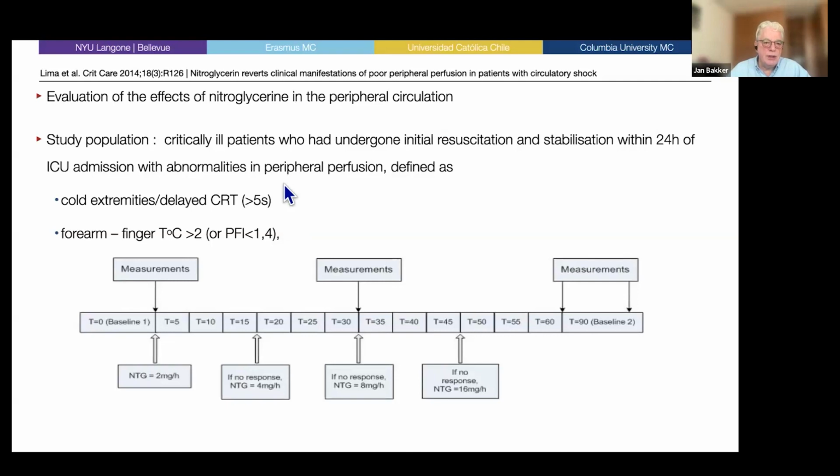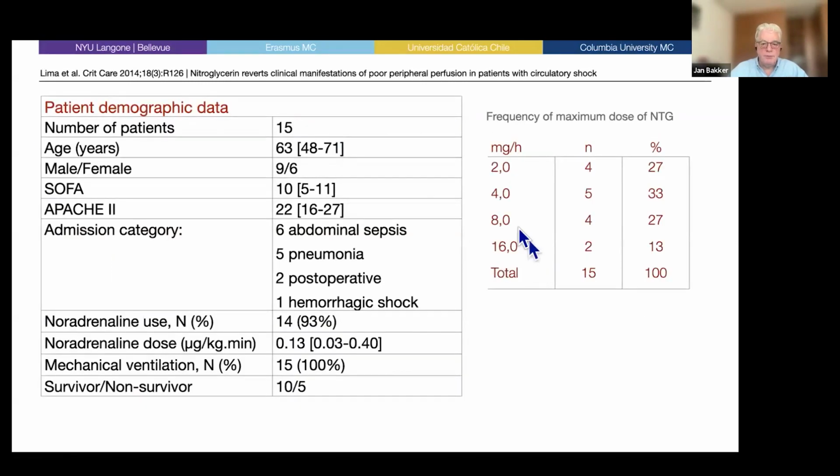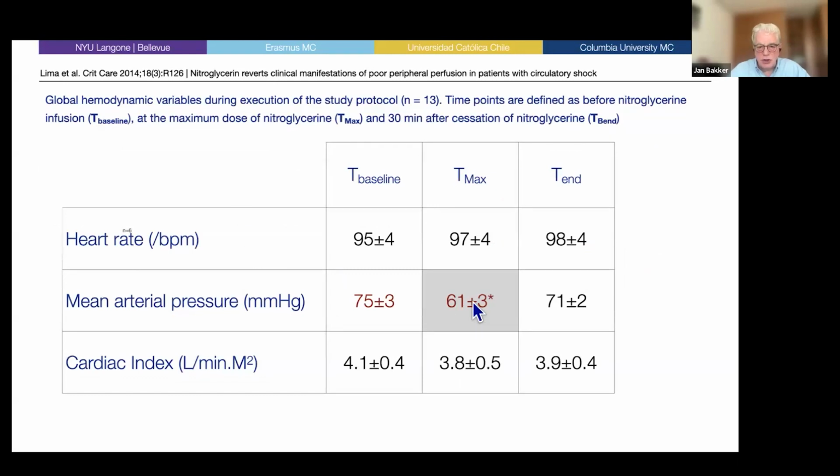Together with Alex Lehman, we did this study already a long time ago, 10 years ago already. And we looked at an increasing dose of nitroglycerin and looking at peripheral circulation. I won't go into the whole protocol. The highest dose was 60 milligrams per hour as a maintenance dose. There is a small decrease in mean arterial pressure because nitroglycerin is also a venous vasodilator, so it increases venous capacitance, and so your cardiac output goes down a little bit.